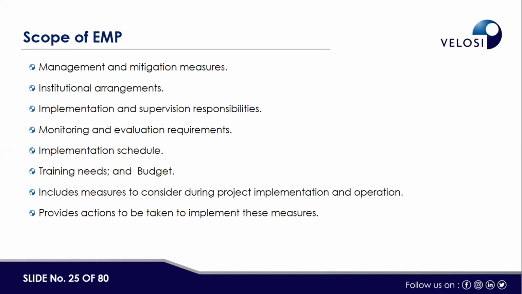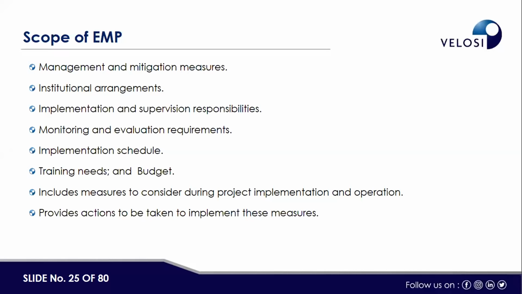The higher management involvement is required, because they are the ones who provide and approve the resources. So they are the main accountable party for all implementation of the EMP, because they have to provide all the resources. So in this EMP, we have to identify the responsibility of each person in the organization.